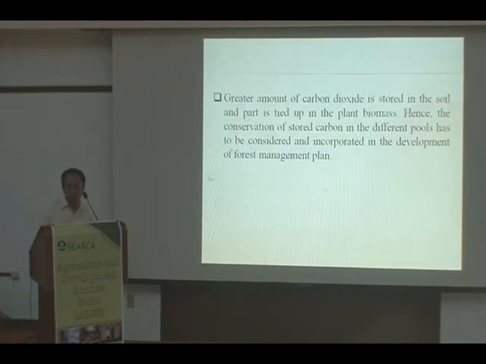Okay, a greater amount of carbon dioxide is stored in the soil and part is tied up in the plant biomass. Hence, the conservation of stored carbon in different pools has to be considered and incorporated in the development of forest management plans. Because in our forest management plan, we are just scheduling how much volume we could harvest from the plantation or from the forest, what silviculture methods we have to use, and so on. In this case, we have to incorporate also management strategies to conserve the amount of carbon, because we all know that we are now facing climate change, with so much carbon dioxide in the atmosphere, and we have to get this carbon dioxide back from the atmosphere and store it well in the soil or even in the plant biomass.